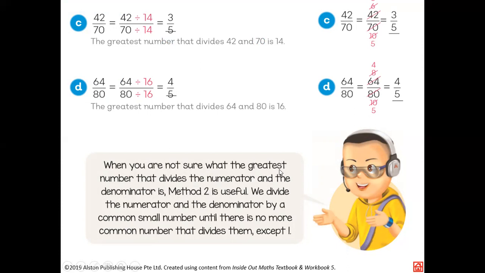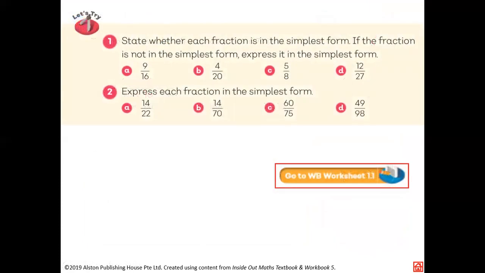When you are not sure what the greatest number that divides the numerator and the denominator is, method 2 is very useful. We divide the numerator and the denominator by a common small number until there is no more common number that divides them, except 1. This is your homework. But for now, let's look at a video.